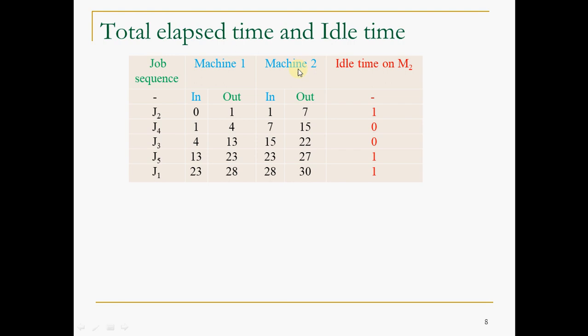Machine 1, machine 2. There are two machines, M1 and M2. In, out, and you have to write idle time as the last column. Fine. Idle time of machine 2, we can say. In always is 0. First, we'll start with 0, I mean the 0th minute.